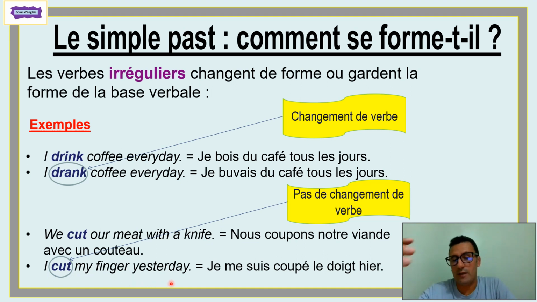Un autre exemple. Toujours le même verbe, to cut. I cut my finger yesterday. Je me suis coupé le doigt hier. Alors, qu'est-ce qu'on remarque? Pas de changement de verbe. C'est-à-dire le verbe to cut. I cut, je coupe. I cut, comme ça, je me suis coupé. Donc, il n'y a pas de changement. Sauf que la prononciation change. On va voir ça après.